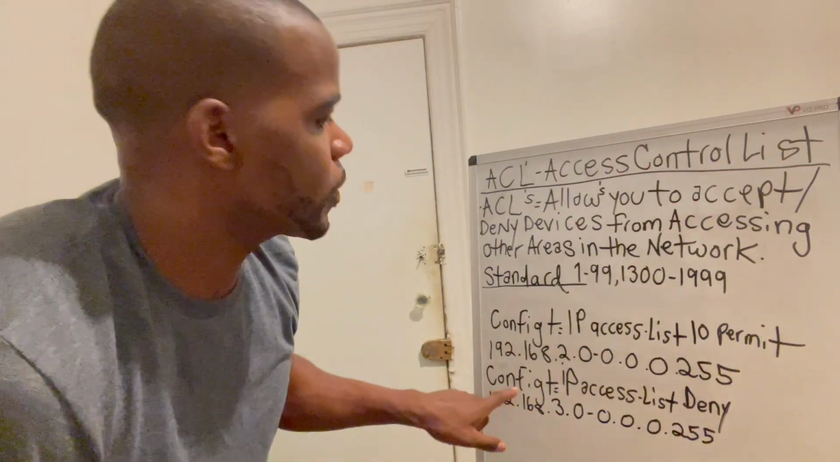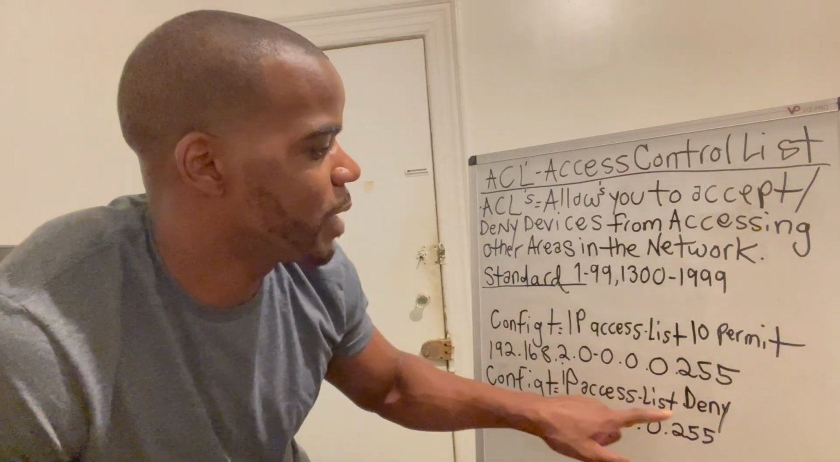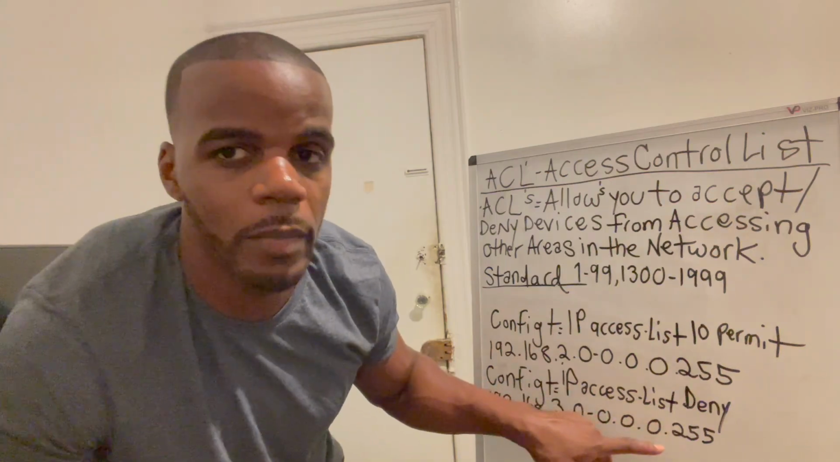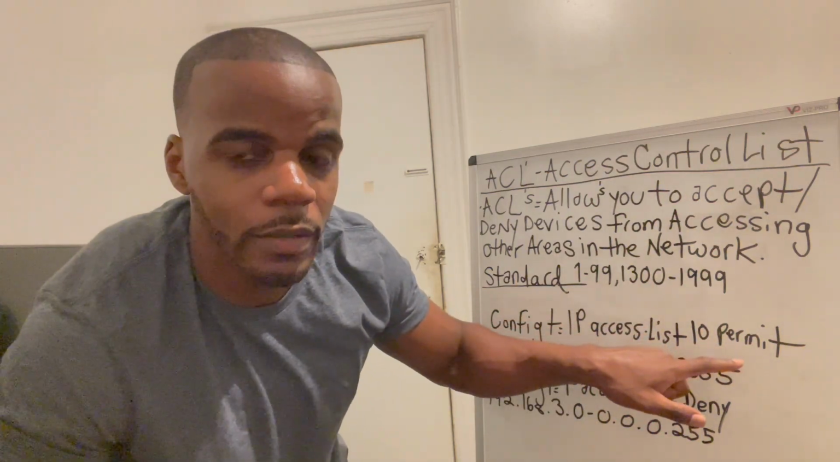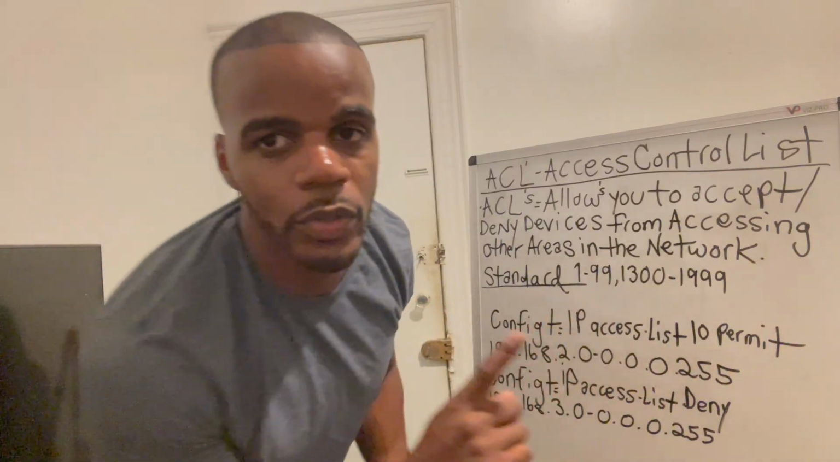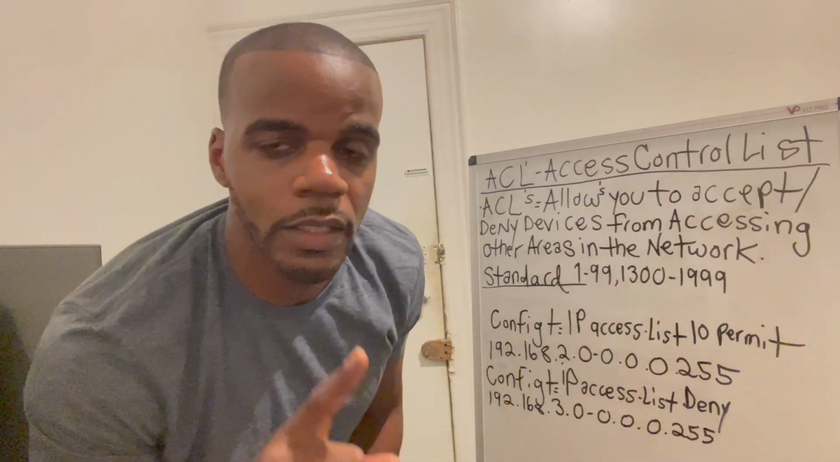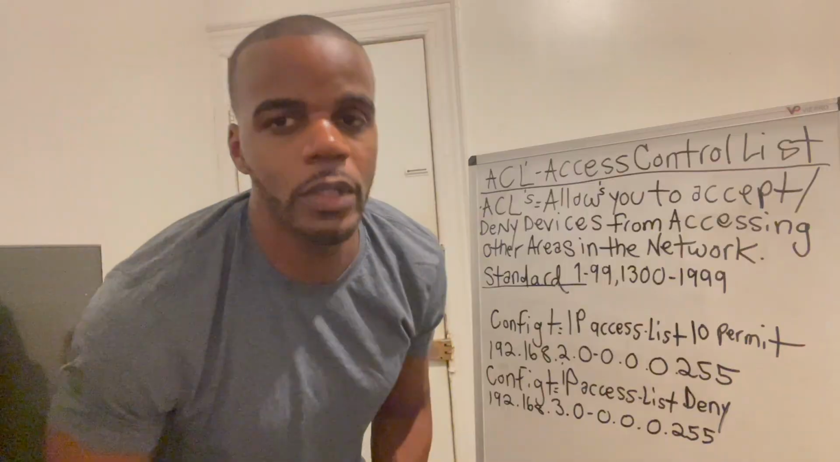So in all actuality, I didn't have to write IP access list deny 3.0 0.0.0.255, because when I set the first ACL as permit, deny comes next and denies everything else.